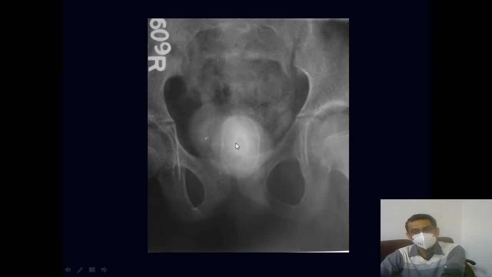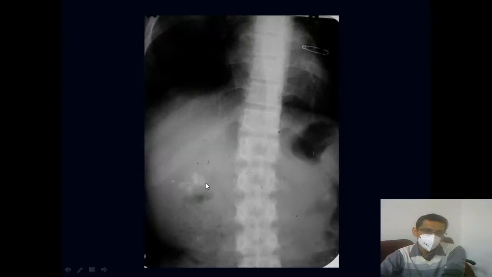Again, a lamellar, onion peel type of calcification seen in the pelvis. This is a urinary bladder. This is a calculus in the urinary bladder. Again, by anatomical location and this characteristic shape, I can tell you this is likely to be in the urinary bladder. Okay, some calculi again here in the right hypochondrium.